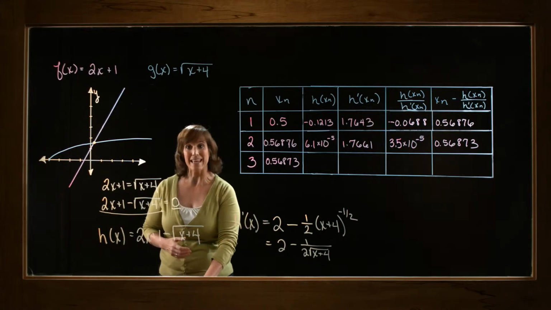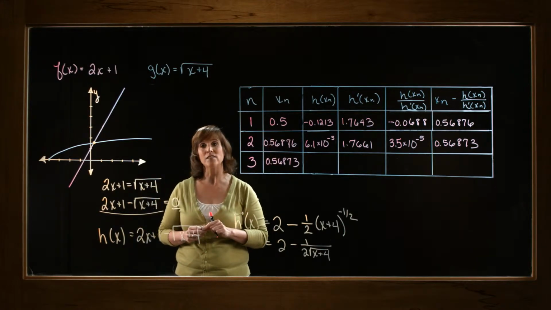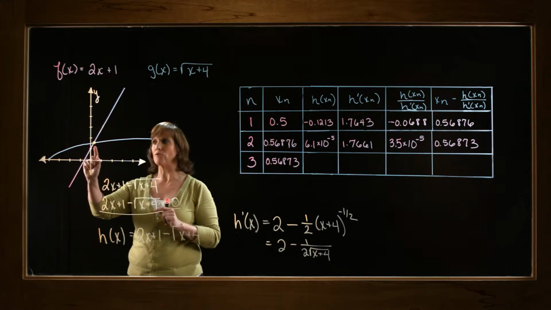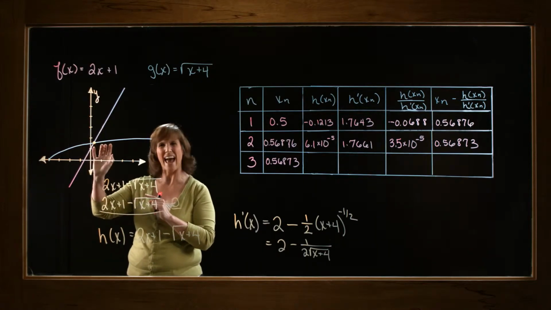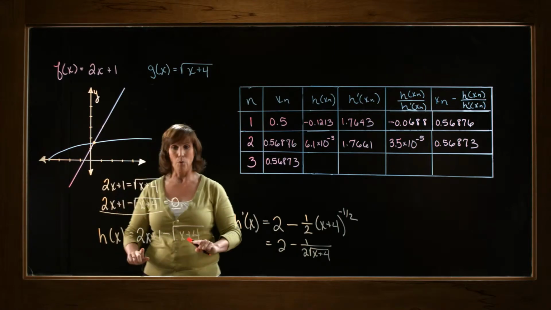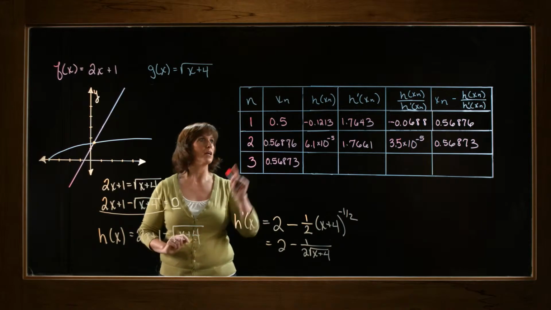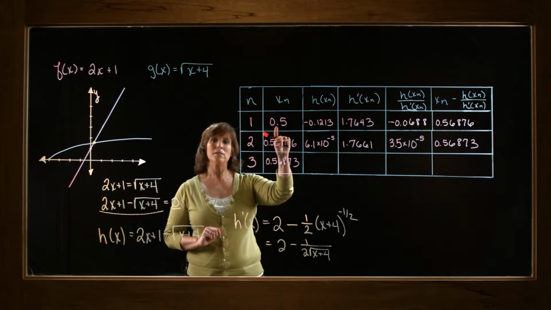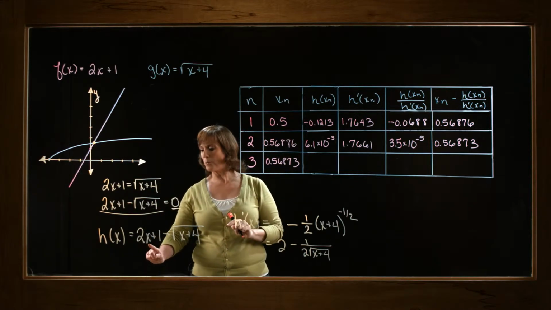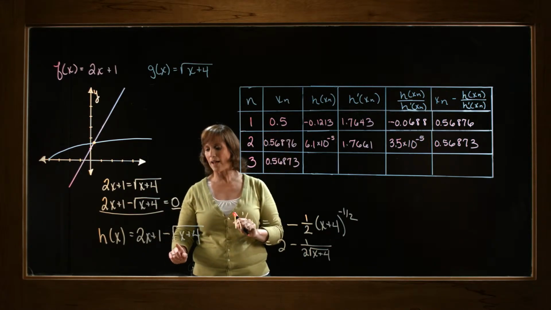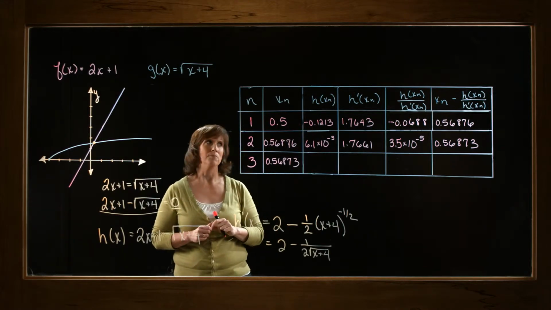Okay, so I need to begin with a guess. And in this particular case, I'm going to start with a guess of 0.5. Because if I look at my graph, now remember this one shows the intersection point, it looks like it's intersecting when x is about 0.5. So 0.5 is going to be my guess for the solution to my equation. So then I want to plug 0.5 into my function h. So I'll take 0.5, multiply it by 2, add 1, subtract the root of 0.5 plus 4. And that will give me this value.